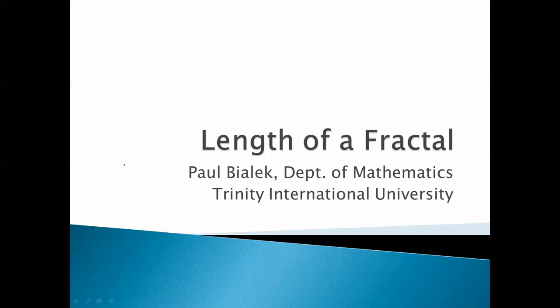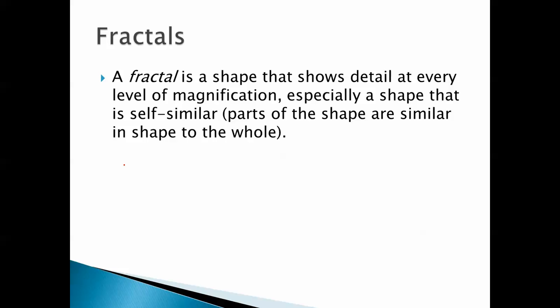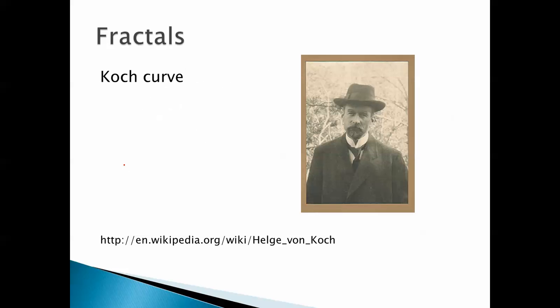Let's look at the length of a fractal. A fractal, again, is a shape that shows detail at every level of magnification, especially a shape that is self-similar. In other words, parts of the shape are similar in shape to the whole. A famous example of a fractal we've seen before is the Koch curve, developed by the Swedish mathematician Helge von Koch in the early 20th century.